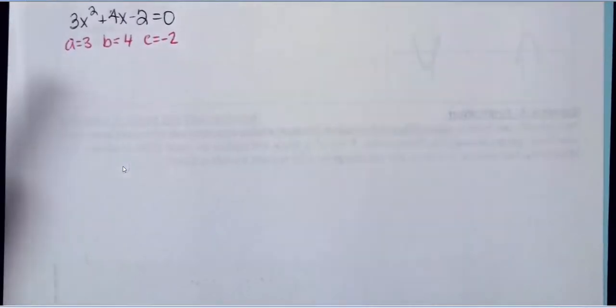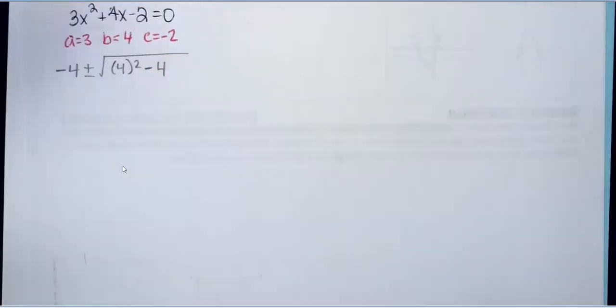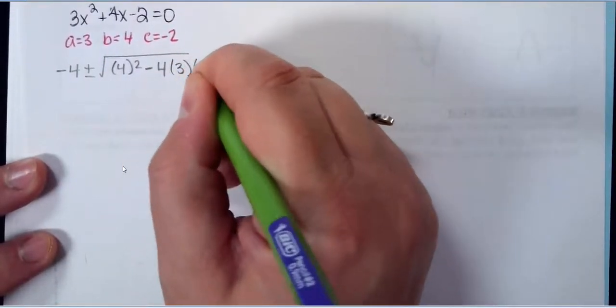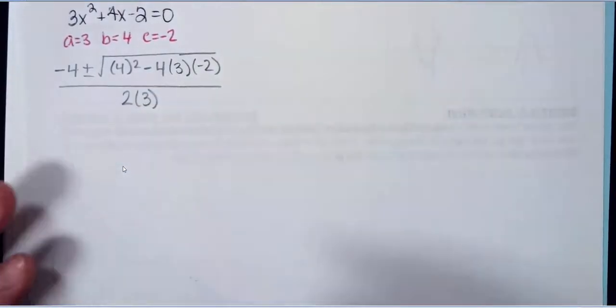Now I'm going to show you 2 different types of answers on this one. We would not have run into that before, so this will hopefully make a little more sense in a second. Opposite of b would be -4, plus or minus the square root. b squared is going to be 4 squared here, minus 4 times a, 3 for this problem, times c, which is -2 for this problem, everybody over 2a, so 2 times 3. So -4 plus or minus.